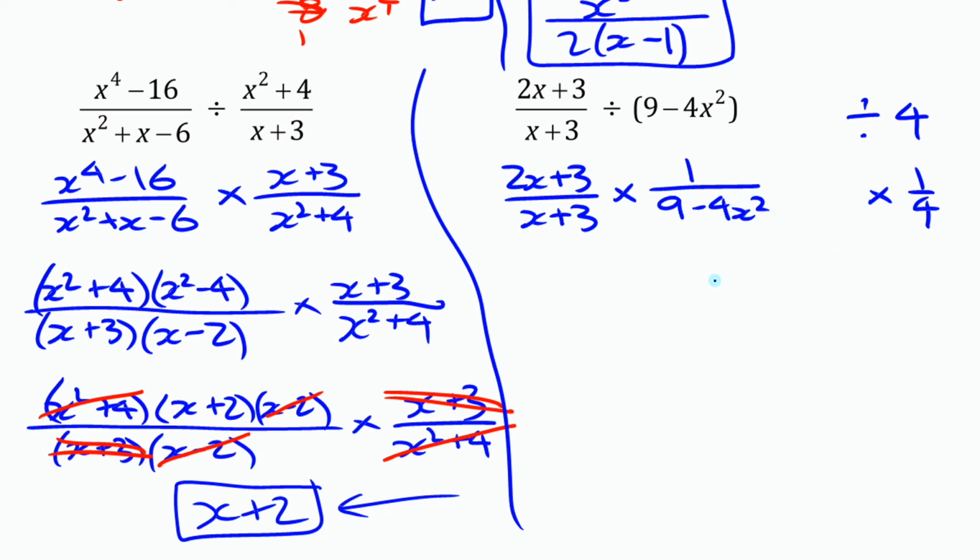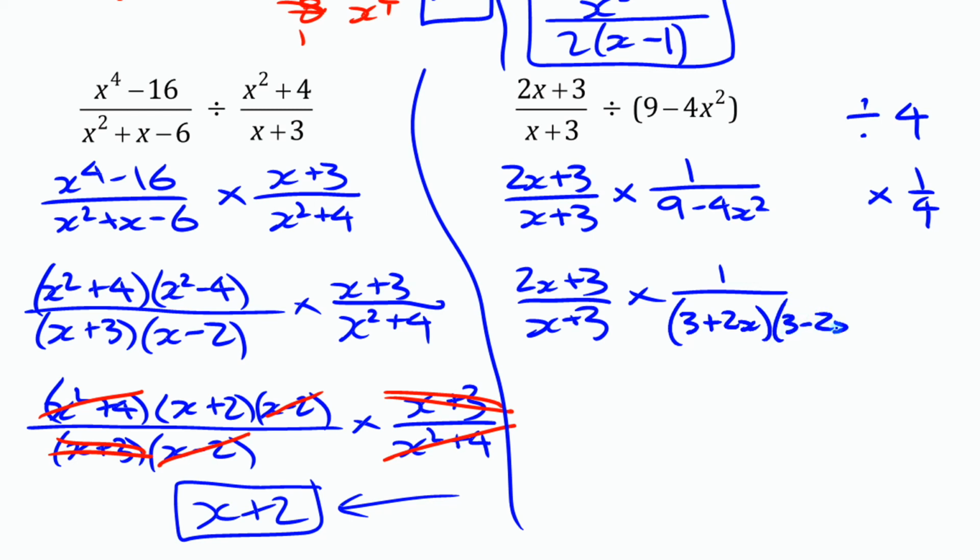Now our next step is to make sure everything's written in factored form. Each of these is already as factored as it can be. They don't have any common factors. We can't break it up into binomials. So I'm just going to leave it as is. This second thing though, this is a difference of squares. So how I'm going to write it is 3 plus 2x, 3 minus 2x.